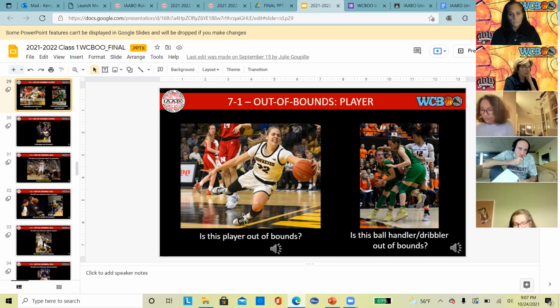And you'll know the difference because if it hits the back of the backboard, it's going to go right out of bounds. If it hits the bottom of the backboard, normally it's going to skim that bottom of the backboard and go into the court. So that's a legal play.